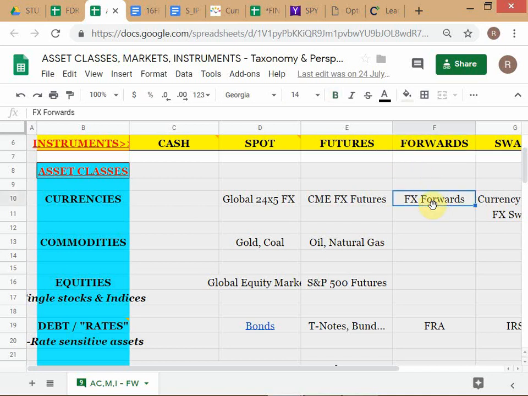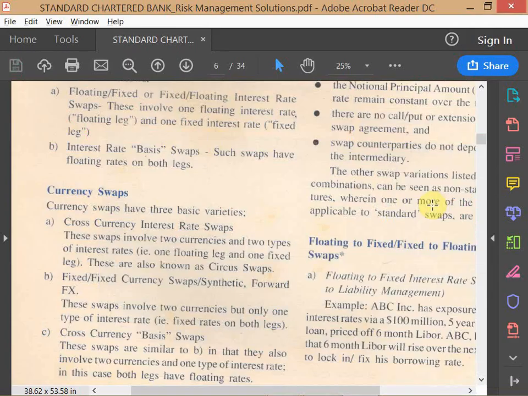Okay, FX forward transaction, very common transaction for corporate hedging, or institutional hedging as well. So this particular type of capital market swap that I'm referring to, which the industry will call a currency swap, where they have fixed rates on both the legs and two different currencies, that transaction is called a fixed currency swap. It's also called a synthetic forward FX.